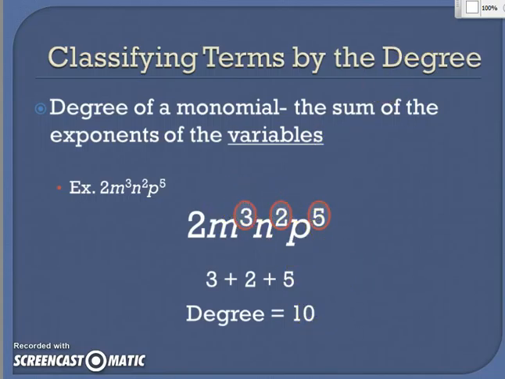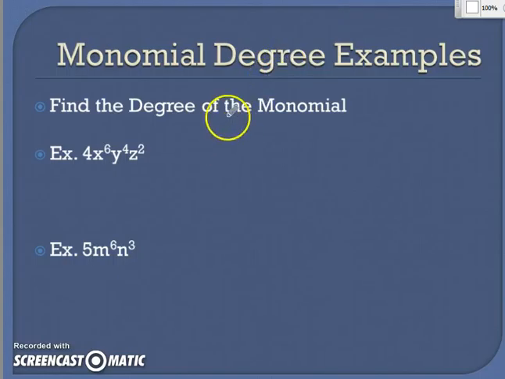You add those exponents. Just a couple more examples. This one term, it's a monomial. I can just add the exponents. So 6 plus 4 is 10. 10 plus 2 is 12. So the degree for this one is 12.